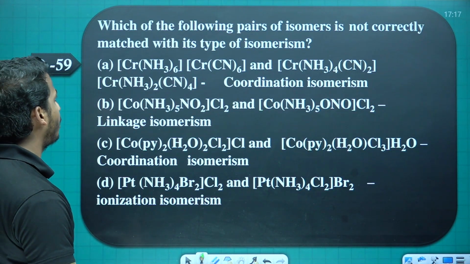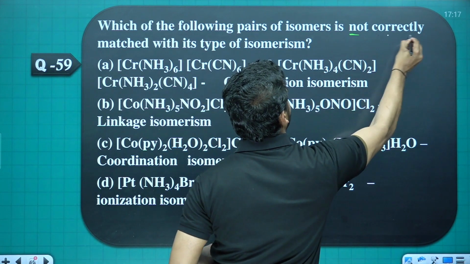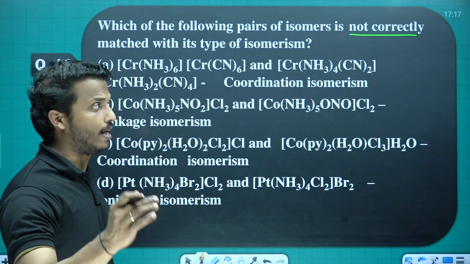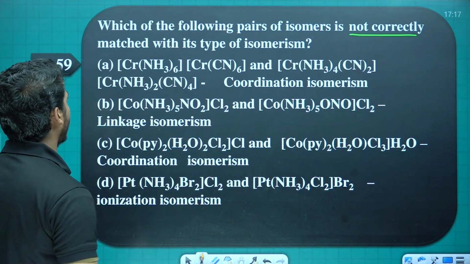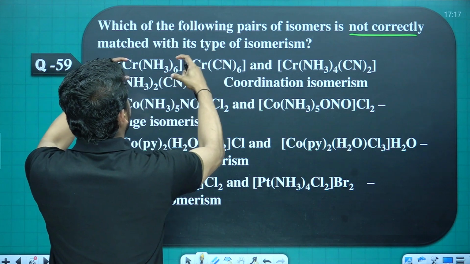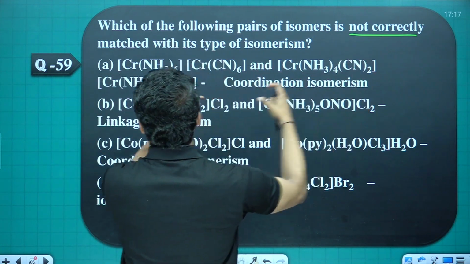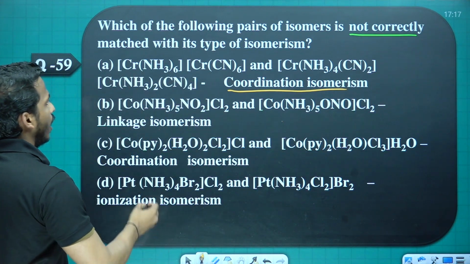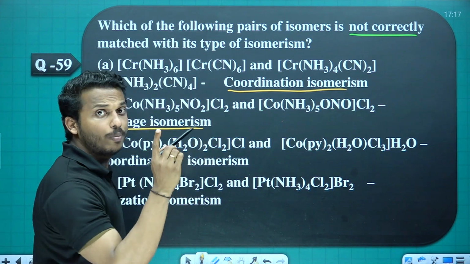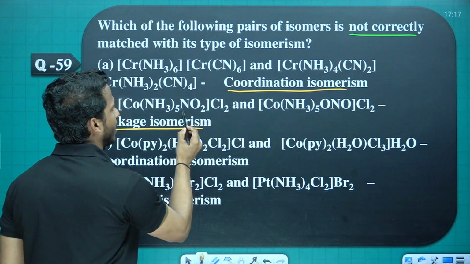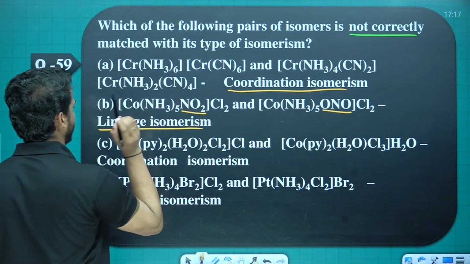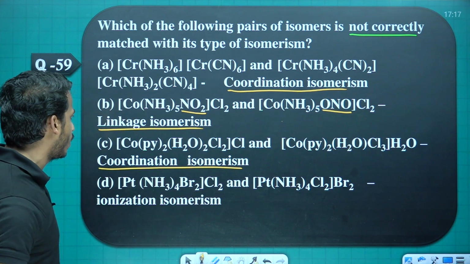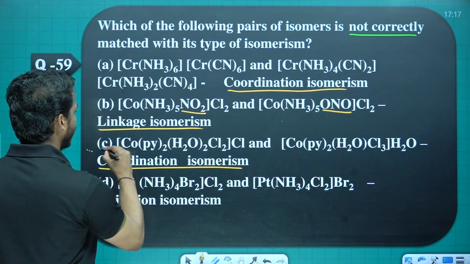Which of the following pair of isomers is not correctly matched? Isomerism questions are very important, my dear, be careful. Which is not correctly matched, okay? See, this has two coordination spheres given, that is coordination isomerism, correct. And this is linkage isomerism, meaning ambidentate ligand, check it. Here NO2 is there, here ONO is there, yes, correct. And here they are saying coordination isomerism. Is it coordination isomerism? No. This is the correct answer.